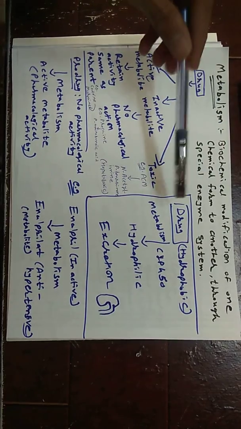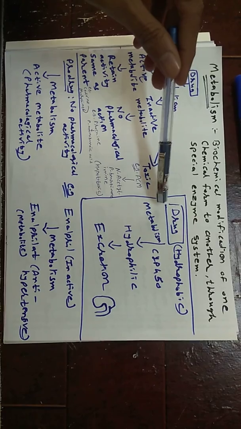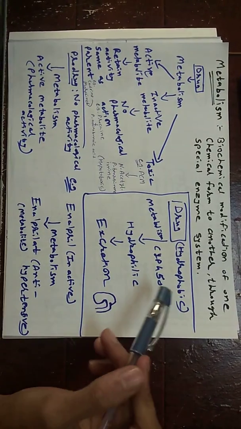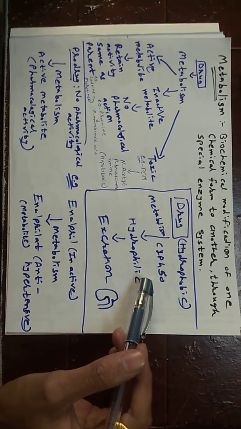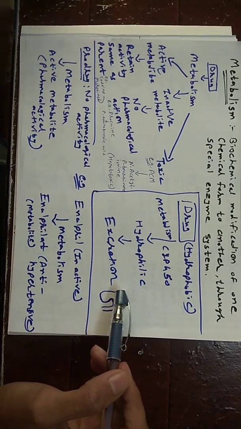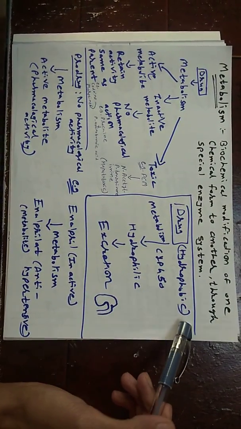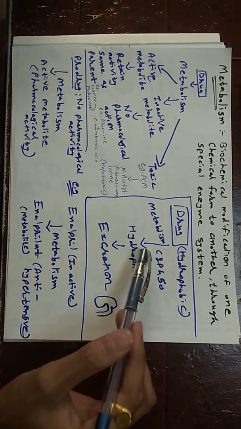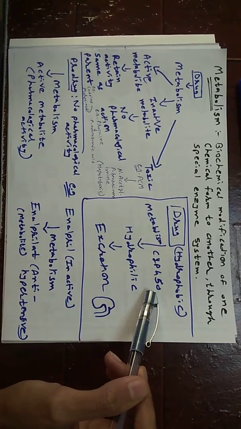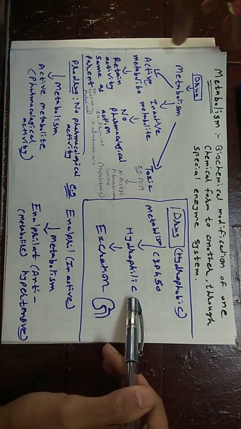Okay. Now we will move to another section. Because of metabolism, the drug becomes hydrophilic. So because of this, it is easier for the drug to be excreted from the body. Before metabolism, the drug is hydrophobic, but metabolism by specific enzymes like cytochrome P450 makes it hydrophilic, and it is easier for the drug to be excreted from the body.